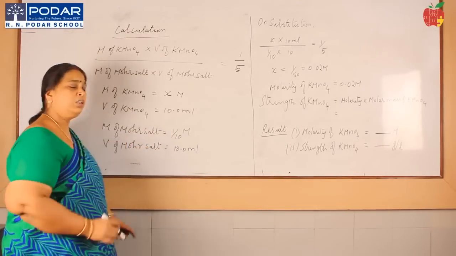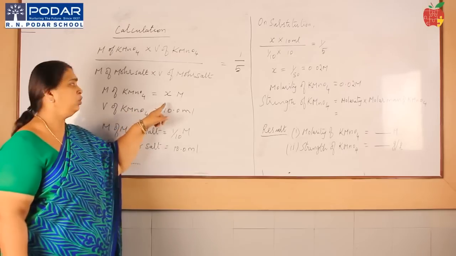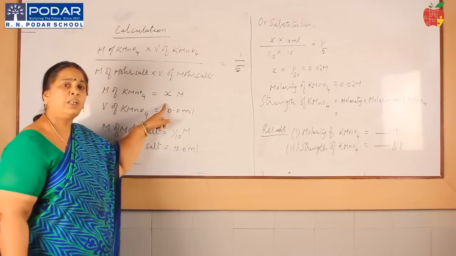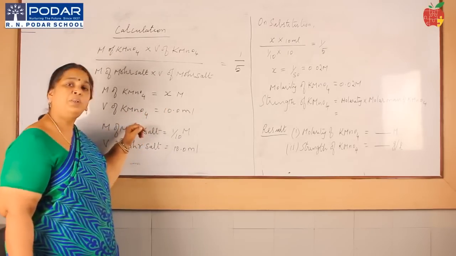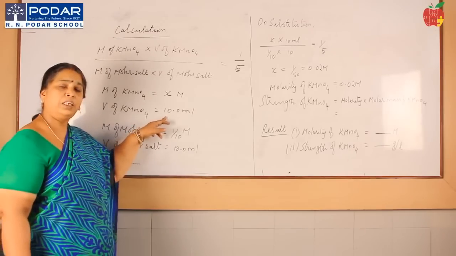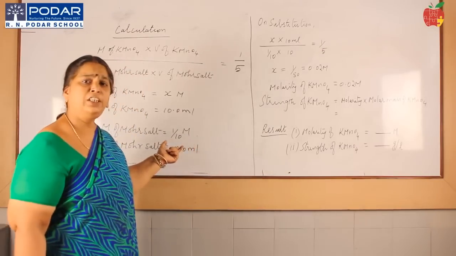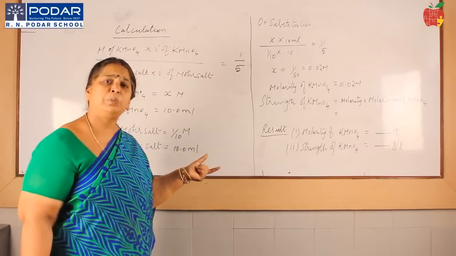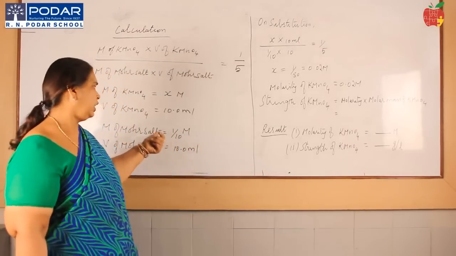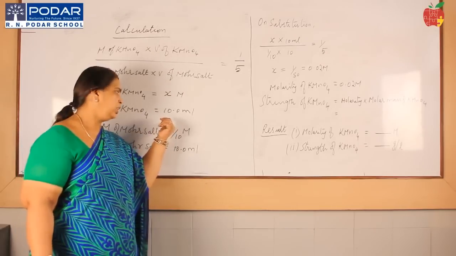So you pen down all the values. Molarity of KMnO4, I do not know, that is an unknown one, so I have taken it as X. Then volume of KMnO4 is 10 ml. I have given you just a sample value. It need not be 10, it can be 10, 10.1, 10.2, anything. I have just taken it as 10. So I am writing that value as 10.